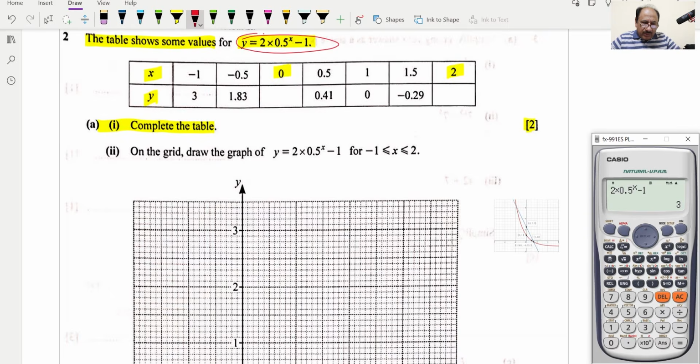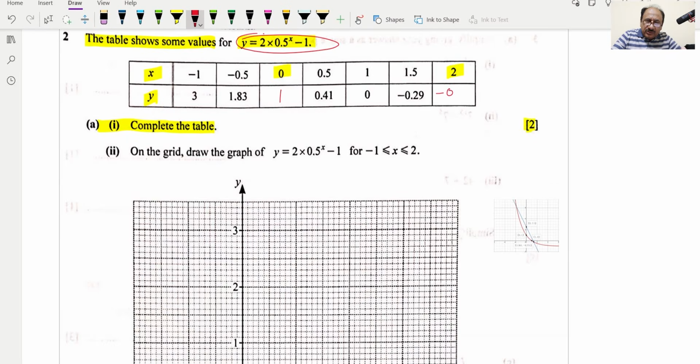Now we can calculate for minus 0.5. The answer should be 1.83, and the answer is 1.83. Now we can calculate for 0, and this is giving us 1, so the answer will be 1 over here. And calculate for 2, and the answer is minus 1 by 2, or we can write minus 0.5. And this is the table which we were supposed to complete, and that we have done. Hopefully you are following everything.